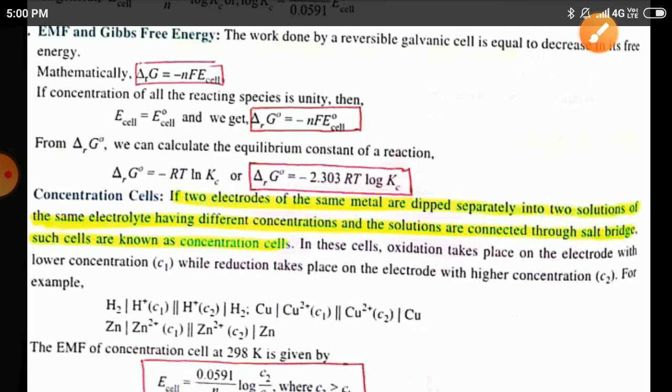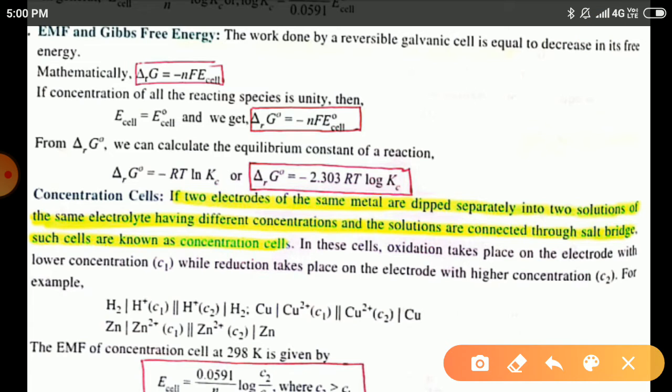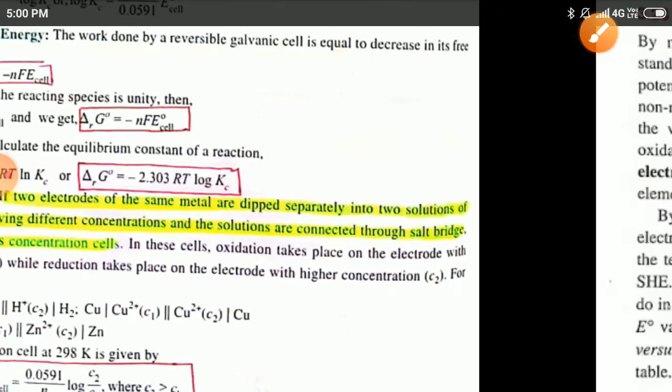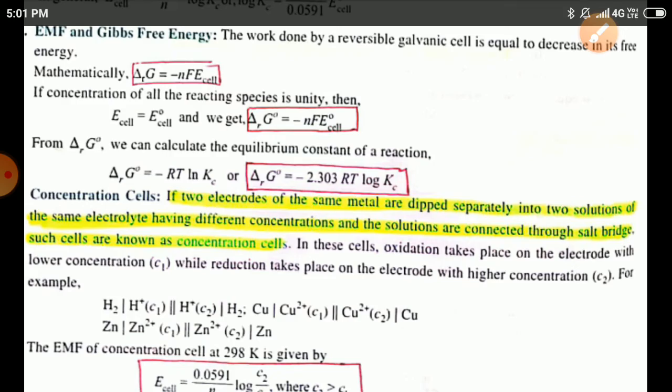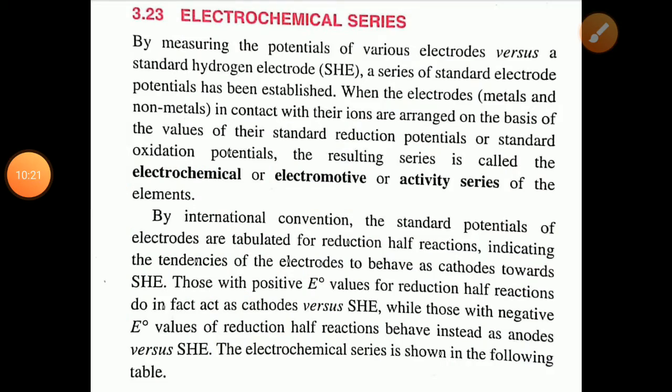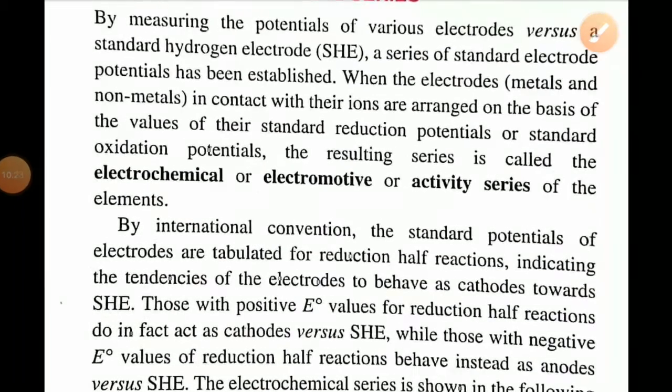The EMF of a concentration cell at 298 Kelvin is given by the term, which you already know: E cell is equal to 0.0591 upon n log C2 upon C1, where concentration C2 is greater than concentration C1.